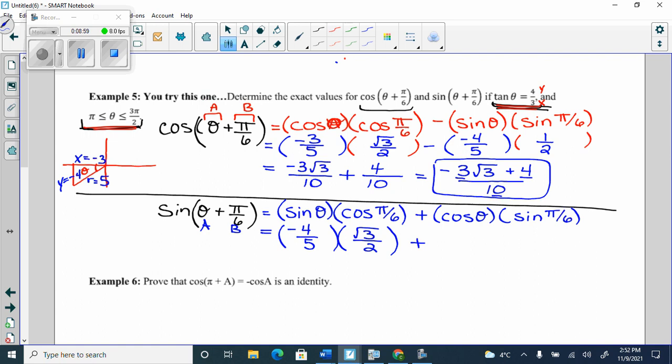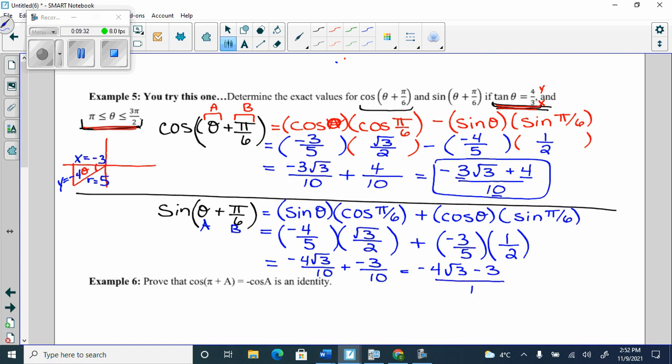Plus cos of theta is x over r, so it's negative 3 over 5. Sine pi over 6 is 1/2. So I'm going to get negative 4 times root 3, which is negative 4 root 3 over 10, plus negative 3 over 10, because 5 times 2, which equals negative 4 root 3 minus 3 all over 10.